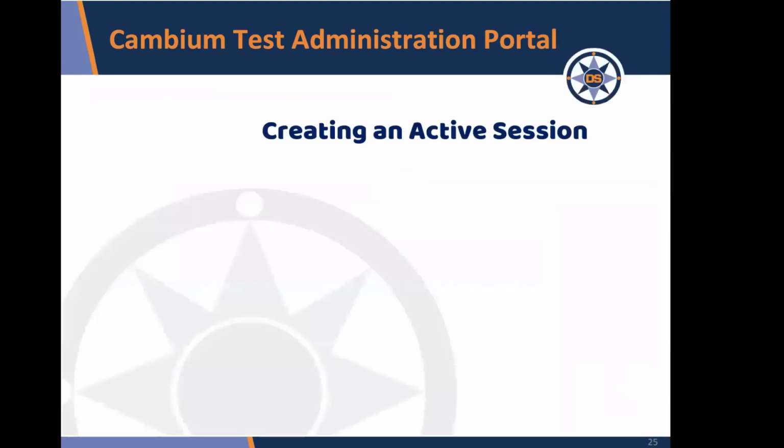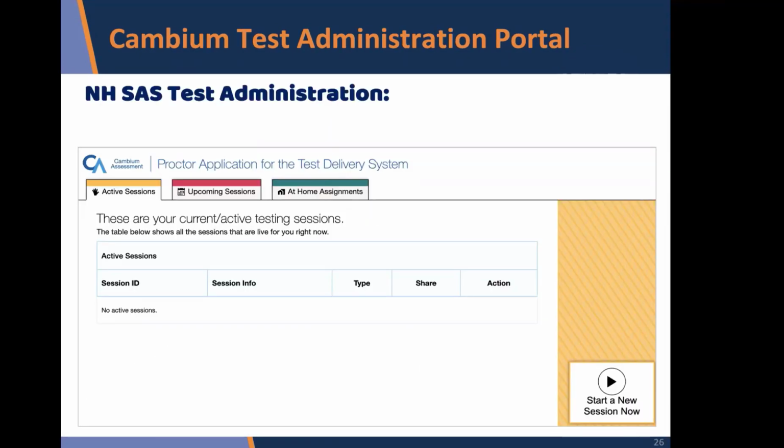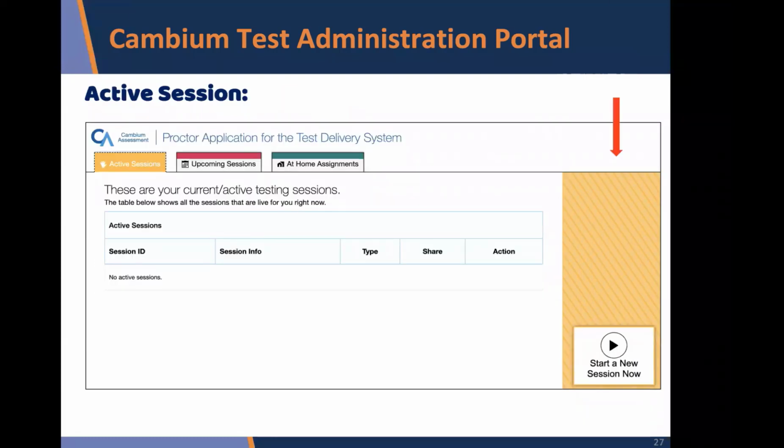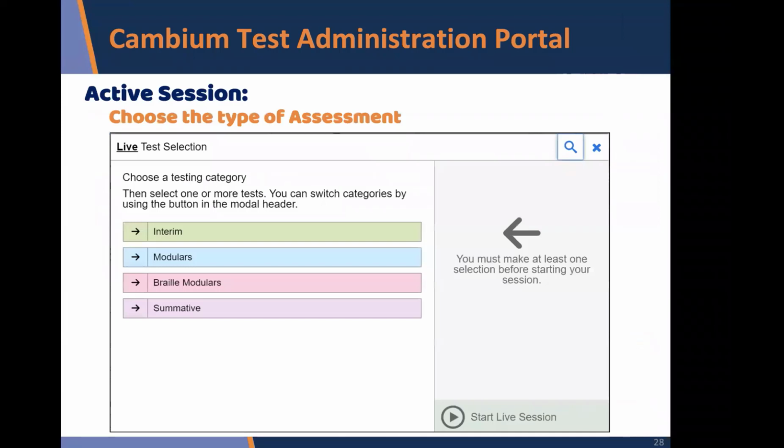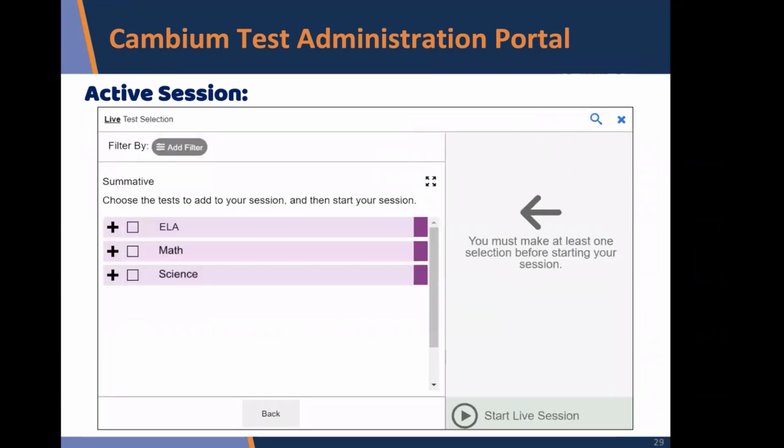So to create an active session, you're in this window here and you're going to choose active session. It's the first one, it's already open as soon as you get onto the portal. You will choose start a new session. And again, today we're going to choose summatives. So you're going to choose summative here. So that's the type of assessment we want to do.